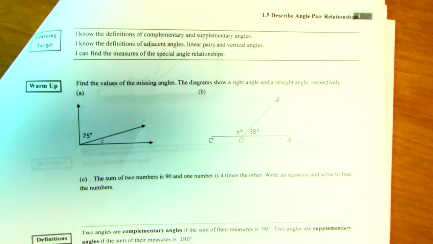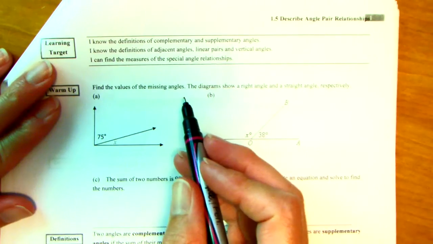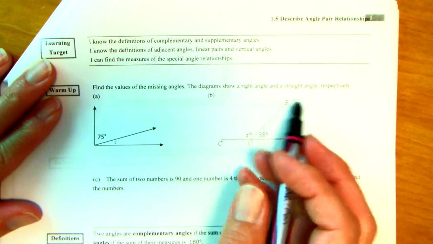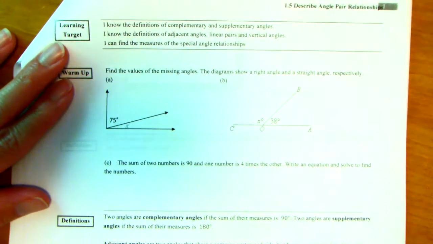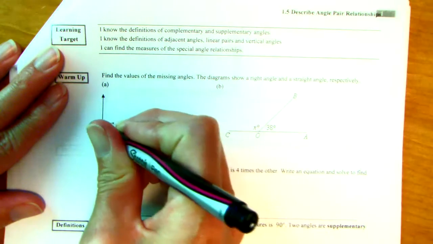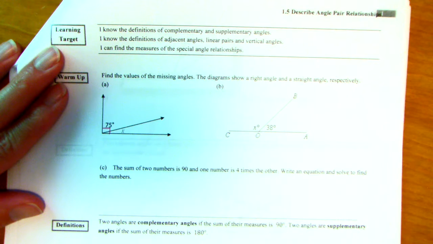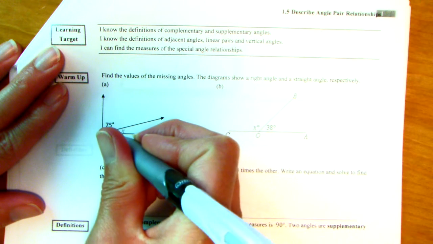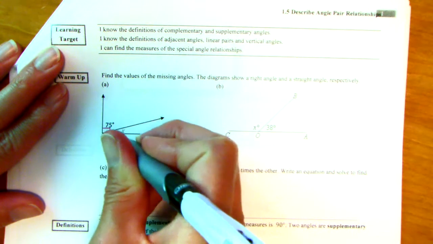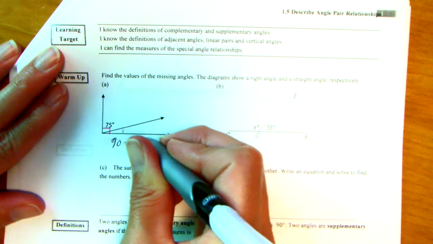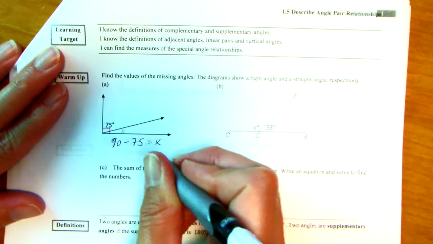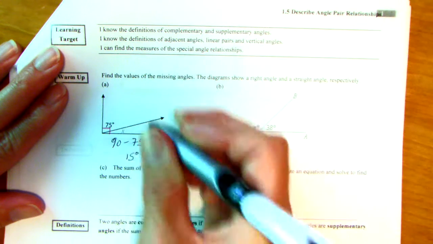So here we go. Just to start off, I will need my pink pen. It says find the values of the missing angles. The diagrams show a right angle and straight angle respectively. In any case, this is a right angle. Right angle means 90 degrees. So when I'm working this out, take 90 minus 75, you're going to equal x. So x is 15 degrees.